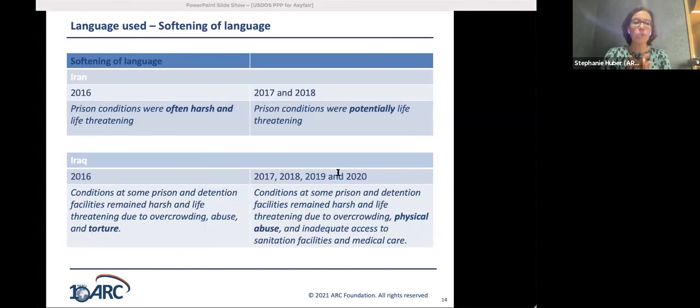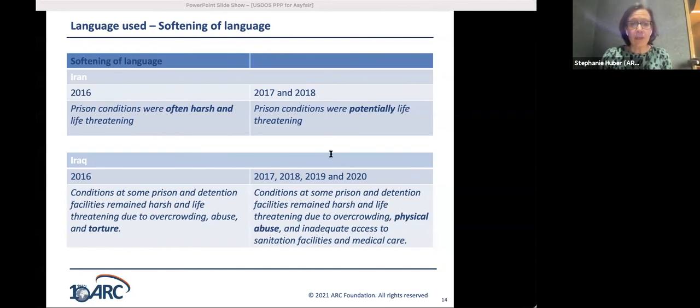As I've mentioned before, we've also observed a kind of softening of language, as we call it, possibly implying an improvement. So in this instance, the 2016 Iraq report referred to torture as being one of the reasons why conditions in prisons and detention facilities were described as harsh and life-threatening. And this was subsequently changed to physical abuse, although torture was still documented elsewhere in the report.